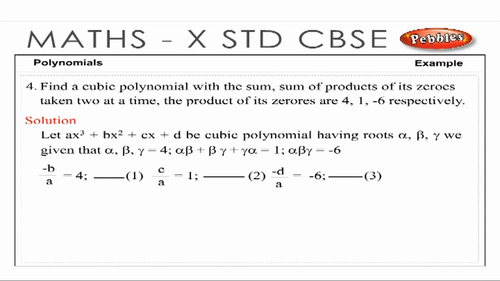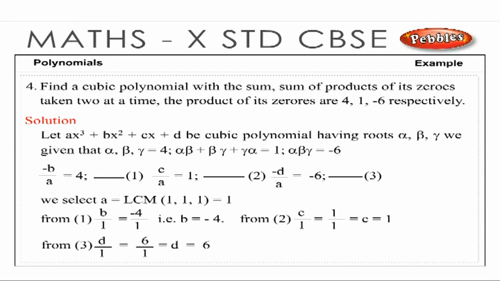Minus b by a is equal to 4, equation 1. c by a is equal to 1, equation 2. And minus d by a is equal to minus 6, equation 3. We select a is equal to 1. From 1 we get b by 1 is equal to minus 4 by 1, that is b is equal to minus 4.